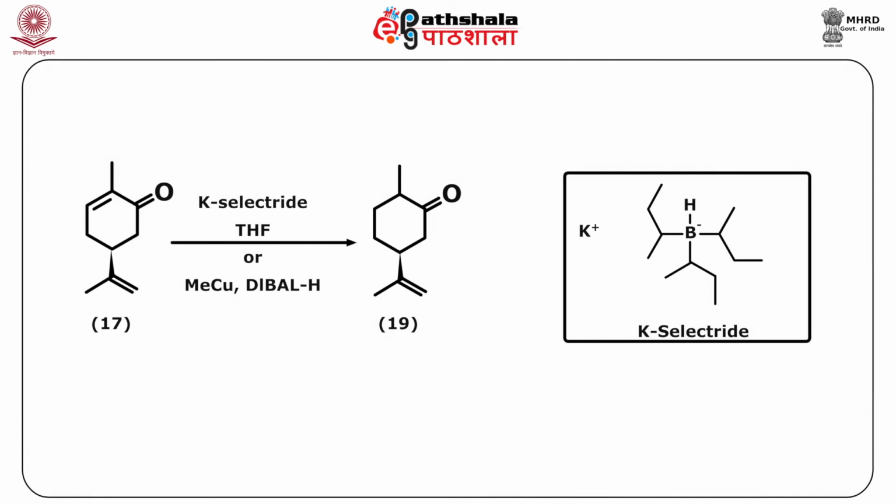Reduction of (S)-2-methyl-5-prop-1-en-2-yl-cyclohex-2-enone with K-Selectride in THF gives (2S,5S)-2-methyl-5-prop-1-en-2-yl-cyclohexanone, as shown in the figure, compound number 19.